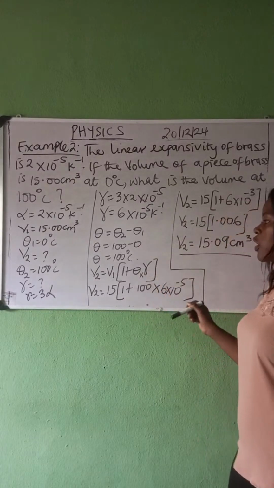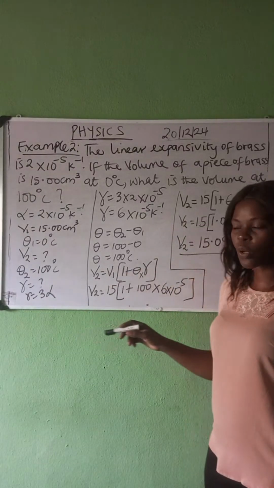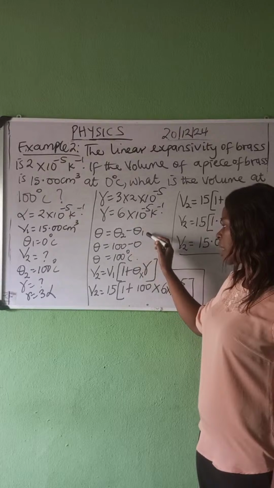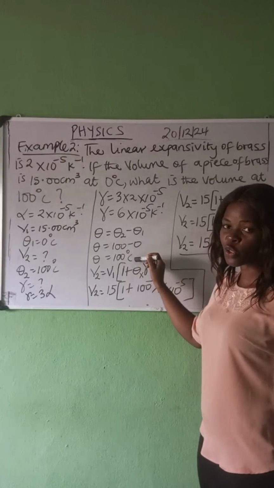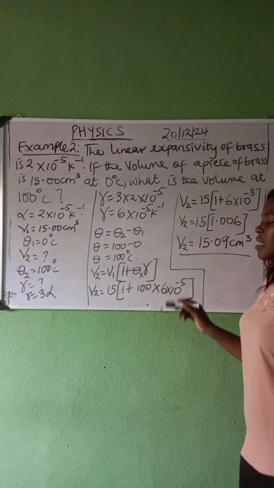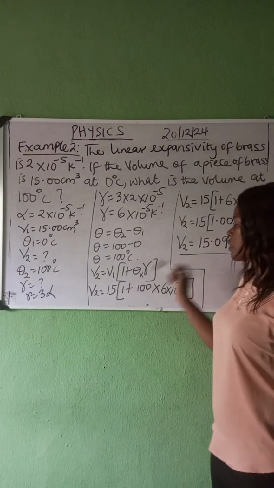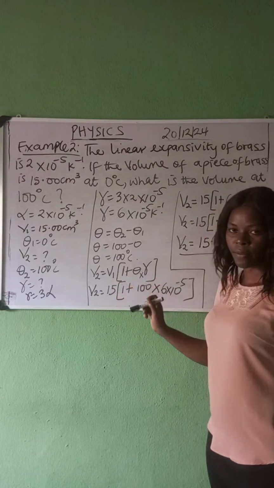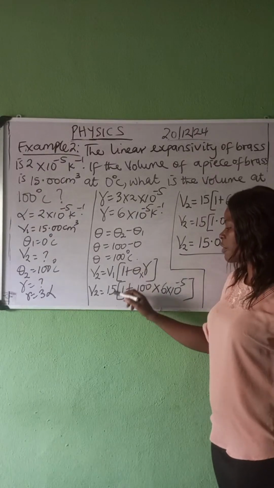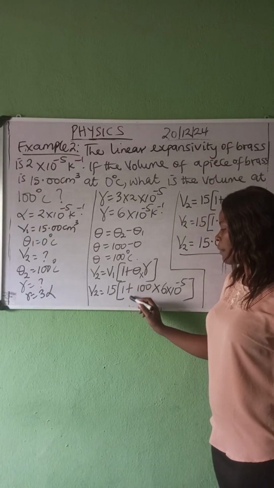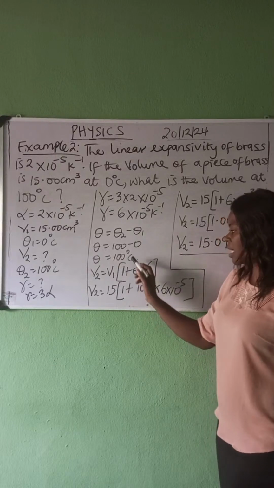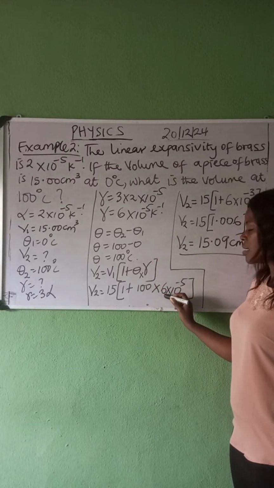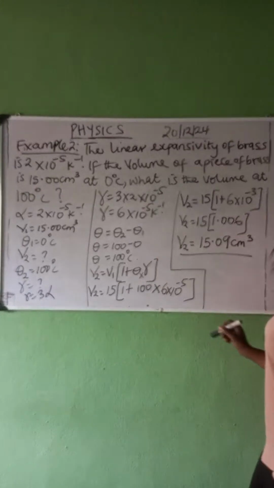Okay? Now, for us to get the difference in temperature, that is the temperature rise, we're going to say theta is equal to theta 2 minus theta 1, because we have two different temperatures, right? And we got 100 degrees Celsius. Now, from our formula, V2 is equal to V1 bracket 1 plus theta gamma, right? Now, what do I mean by that? My V1 is 15, bracket 1 plus, what's my theta? My theta is 100, multiplied by my gamma, which is 6 times 10 raised to the power minus 5. Is that clear? All right.